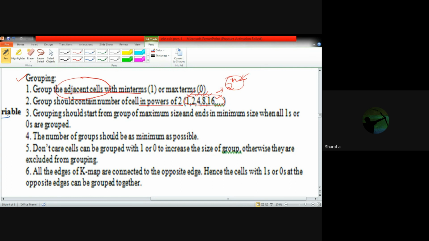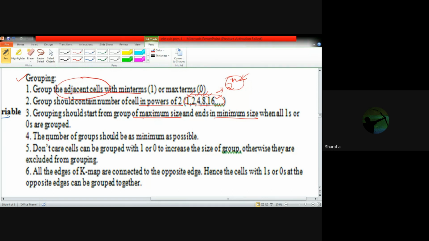Then the third point is grouping should start from the maximum size and end in minimum size. First grouping should have the maximum number of cells. The last group should have the minimum number of cells. Okay, that is the third point. First grouping should be the large one, and the last group should have the minimum number of cells or the minimum size.